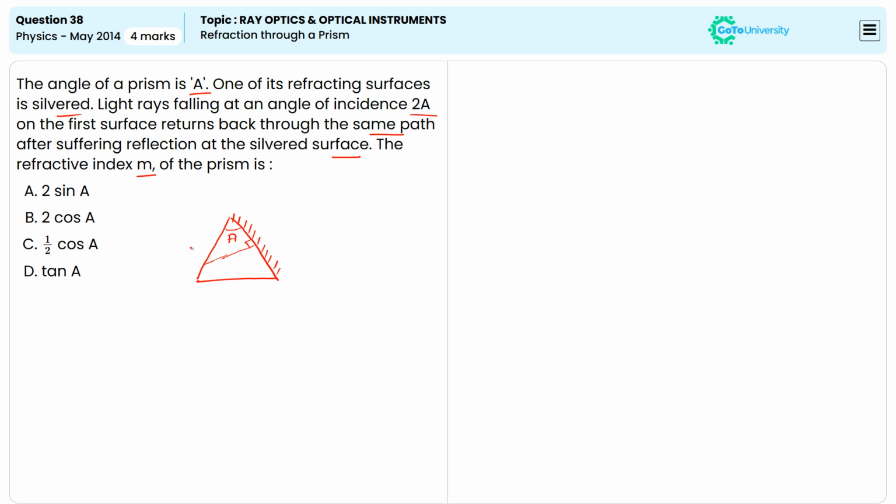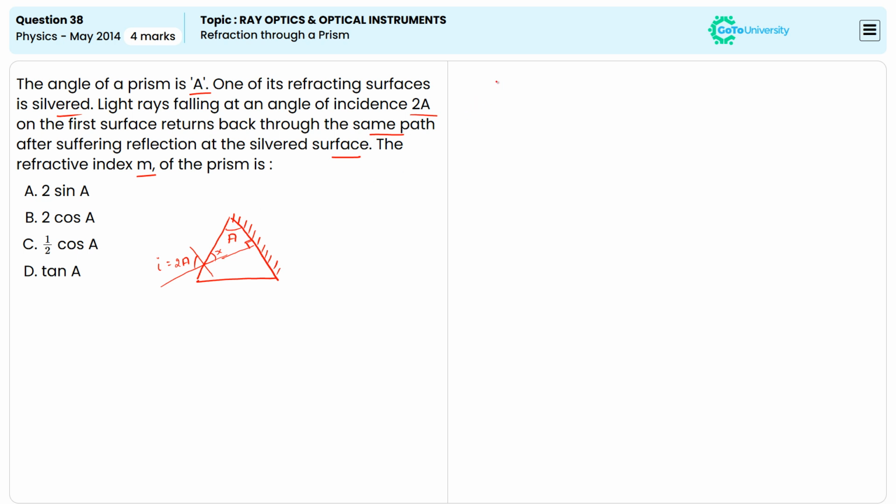This is the normal line, and the light ray will fall at an angle of 2A. So the angle of incidence i is equal to 2A. Then, if this is 90 degrees and this is A, and we need to find this one, I will take that as X here.